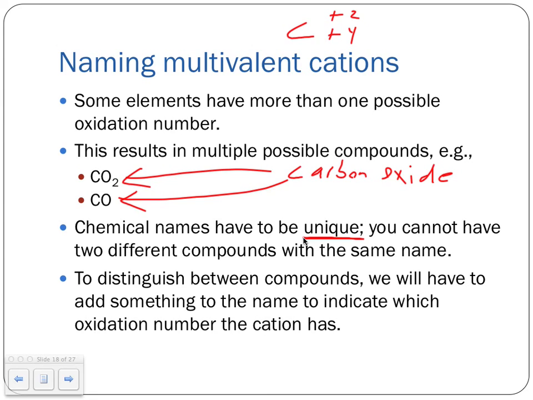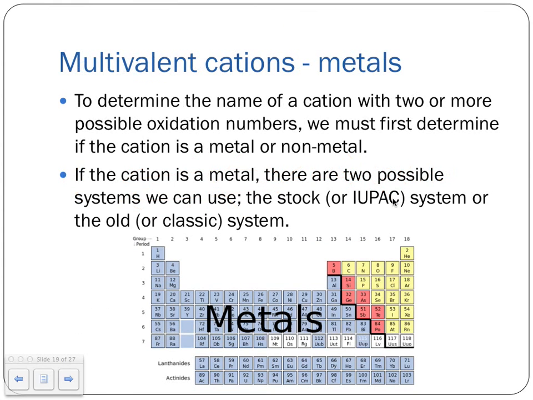You cannot have two different compounds like we do here that have the same name. This cannot be carbon oxide because that's an ambiguous name. You have to have an unambiguous, unique name for each compound. So, to distinguish between compounds, we're going to add something to the name of the cation to indicate which oxidation number the cation has. And that's going to depend on whether it's a metal or not.